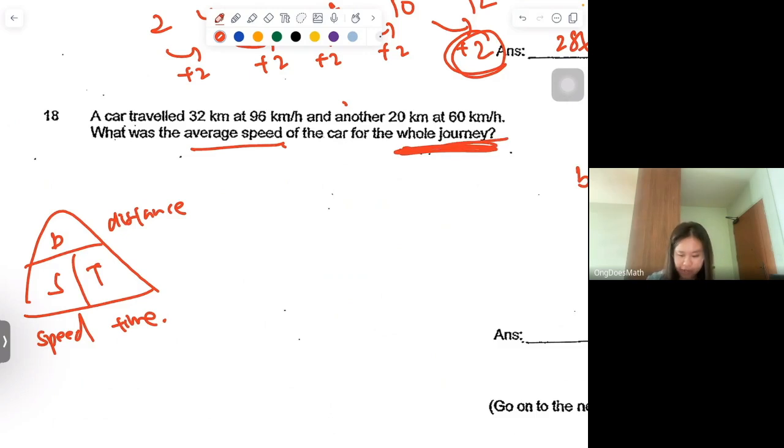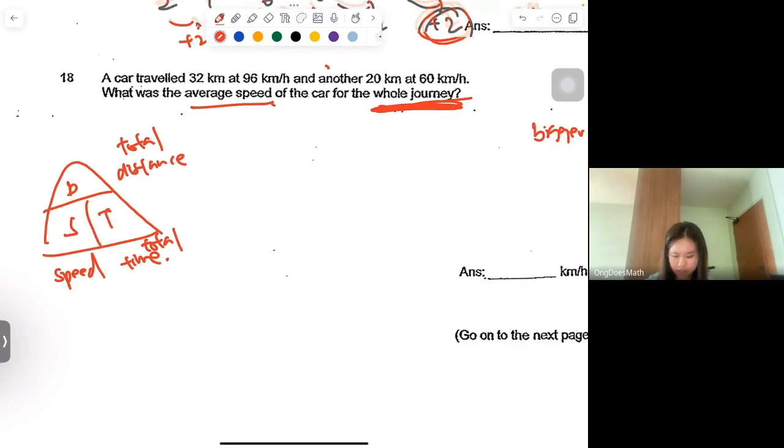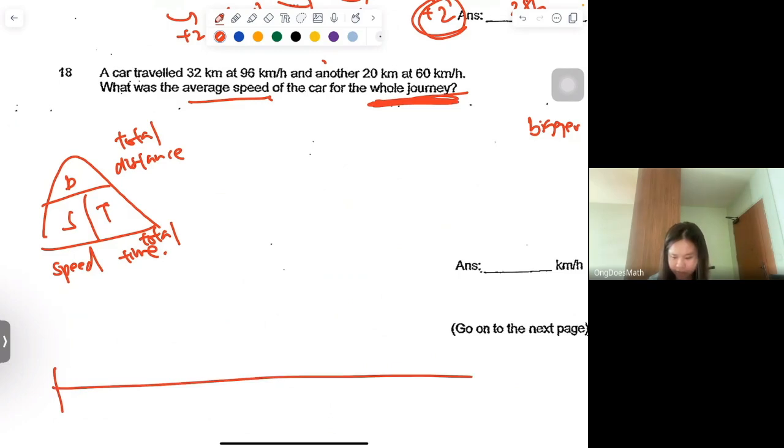So for a whole journey, you have to find the total distance and the total time to find the speed for the whole journey. So I will draw this line graph. For the first part of the journey, he traveled 32 km at 96 km per hour. For the second part of the journey, he traveled 20 km at 60 km per hour.